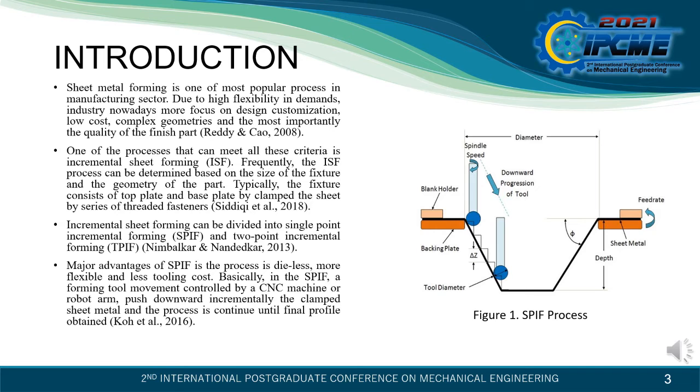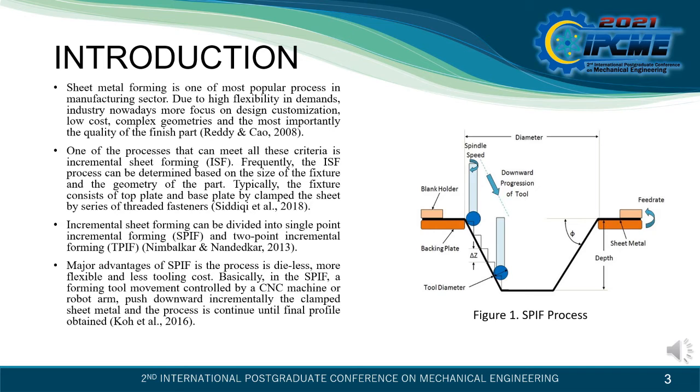Incremental sheet forming process can be divided into two types: the first one is single point incremental forming, and the second one is two-point incremental forming. Figure 1 shows the SPIF process. The advantage of SPIF, the single point incremental forming, is that it is a dieless process compared to the two-point incremental forming, and single point incremental forming is more flexible and has less tooling cost.